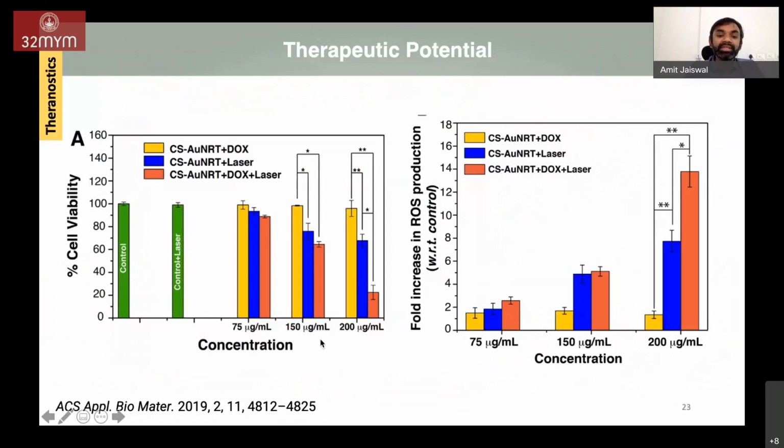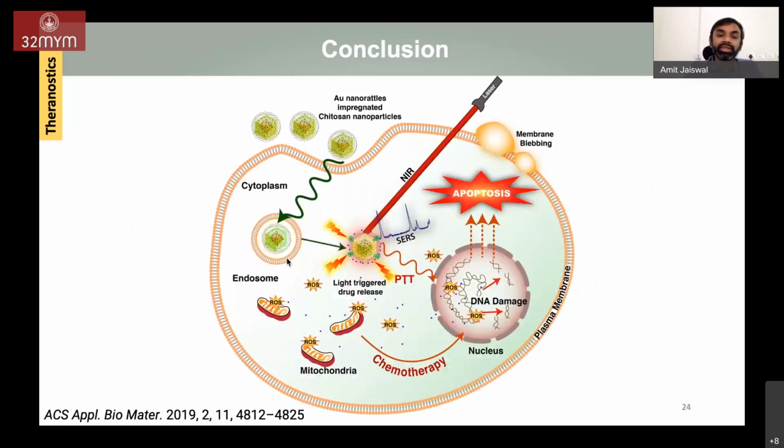We can clearly see that at a concentration of 200 µg per ml, when we have both doxorubicin and laser impinged onto it, the cell death percentage is much higher than that of the nanoparticle just loaded with doxorubicin without any laser treatment, which clearly demonstrates the stimuli-responsive chemotherapeutic potential as well as the photothermal therapy potential of the nanostructure. So this summarizes the entire work of the nanorattle being delivered to cells for stimuli-responsive therapy.